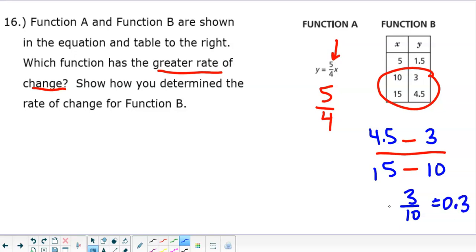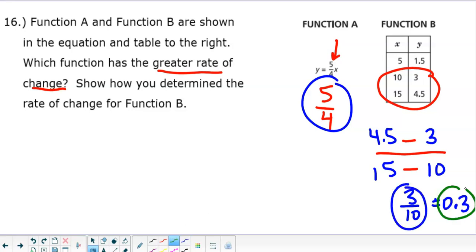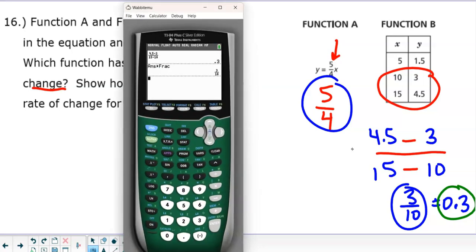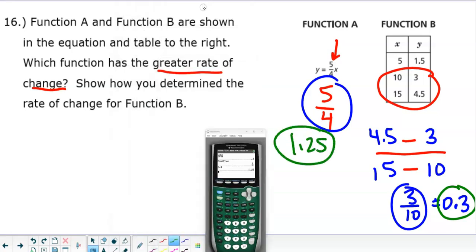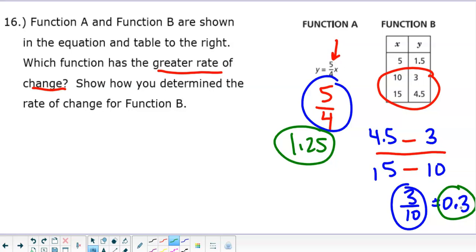Now in order to compare these values, they either both need to be fractions or they both need to be decimals. So if you don't know what 5/4 is as a decimal, you take 5 and you divide it by 4 using the division button. And we're going to get 1.25. This might be easier for some of you to compare. 1.25 is definitely greater than 0.3.